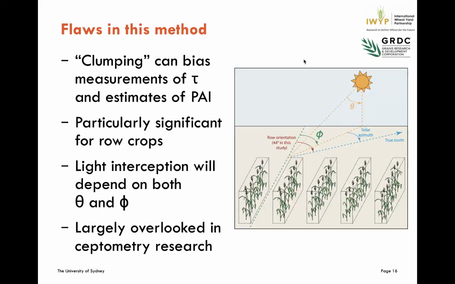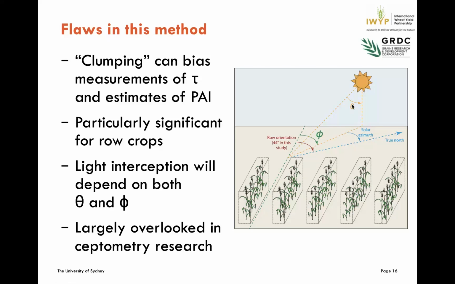However, the biggest flaw in this method is that clumping can bias the estimates of transmission, tau here, and therefore the estimates of plant area index. And this is particularly significant for row crops, where of course you've got big gaps in the canopy between the rows of planting. And so the light interception of the ceptometer, which you place below the canopy, will ultimately depend on both the solar zenith angle and the difference in the row planting angle and the interaction with the solar zenith angle.